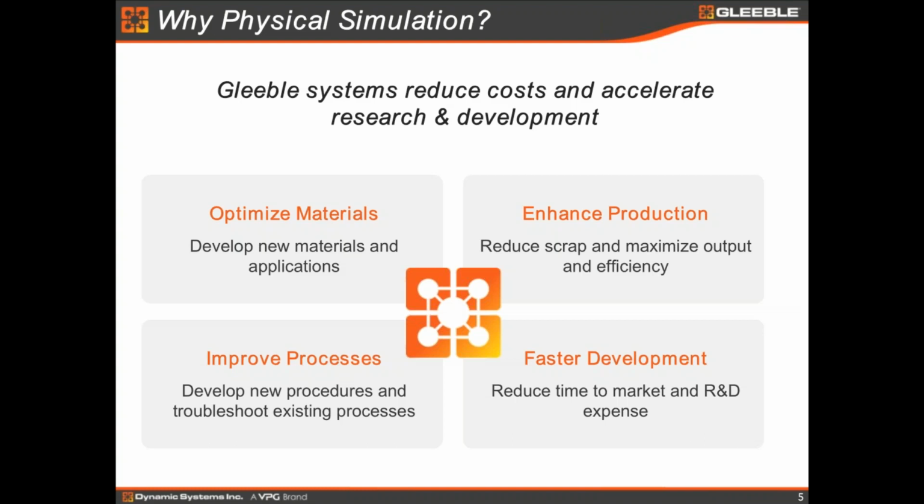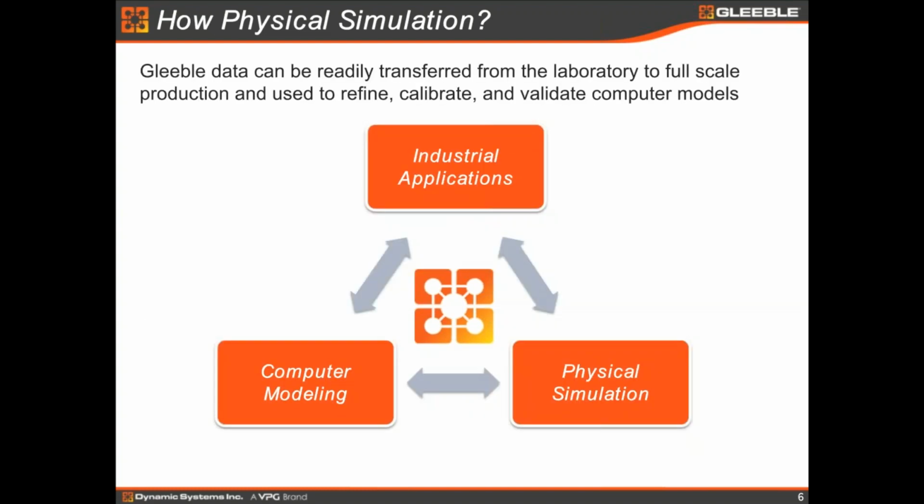And of course, we can use this to shorten the development time, no matter for R&D or for new materials development. So this is why we needed to do physical simulation to help our industrial process. Okay, and then how we do it.